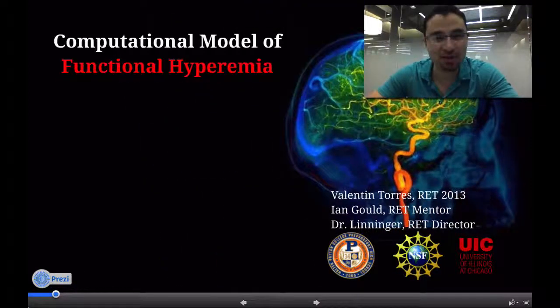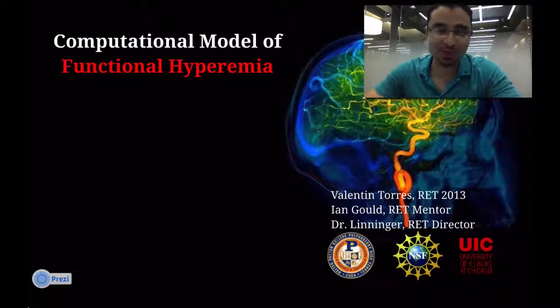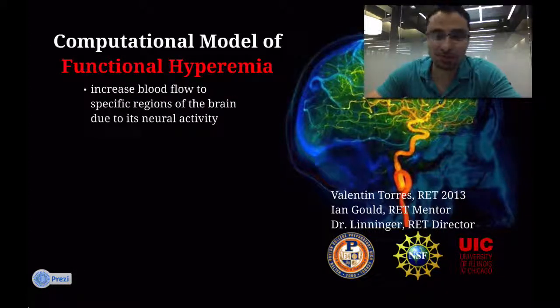So the name of my project is Computational Model of Functional Hyperemia. So you're probably wondering what that means. It simply means that there's an increased blood flow to certain regions of the brain where it's active.